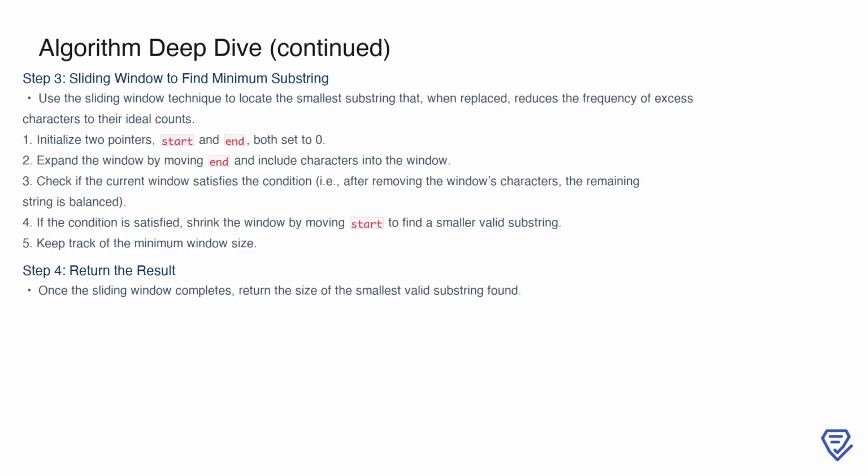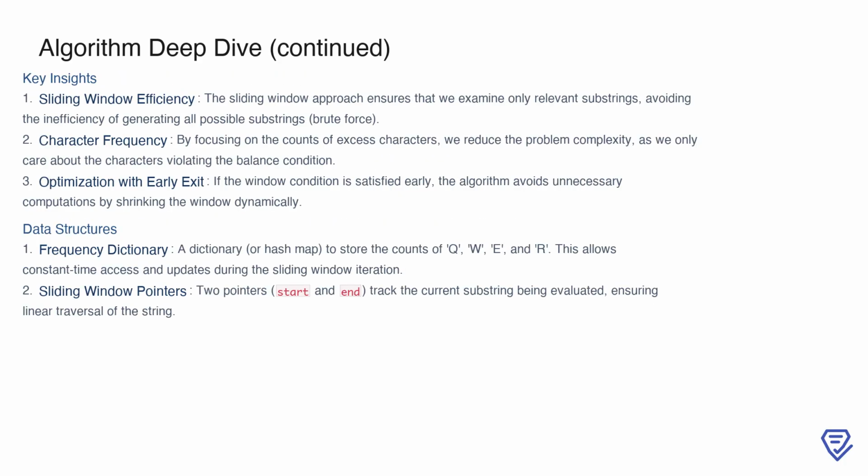If so, we record the window's size and attempt to shrink it further to find the minimum valid substring. By continuously adjusting the window and tracking the smallest size, we can efficiently identify the optimal solution. This sliding window approach is highly efficient for solving this problem. Instead of generating all possible substrings, which would be computationally expensive, we focus only on windows of interest, significantly reducing the number of substrings we evaluate.